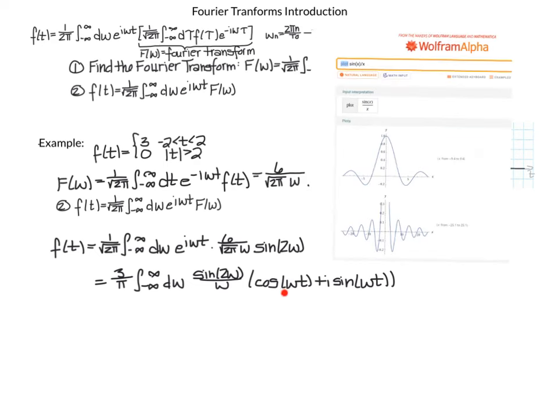As I had mentioned, cosine is an even function. Sine is an odd function. Sine 2 omega divided by omega, that's also an even function, as you can see, because I graphed this using Wolfram Alpha. I sort of cheated. But you can see this is also an even function. The thing is, an even function times an even function gives you an even function. An even function times an odd function will give you an odd function.